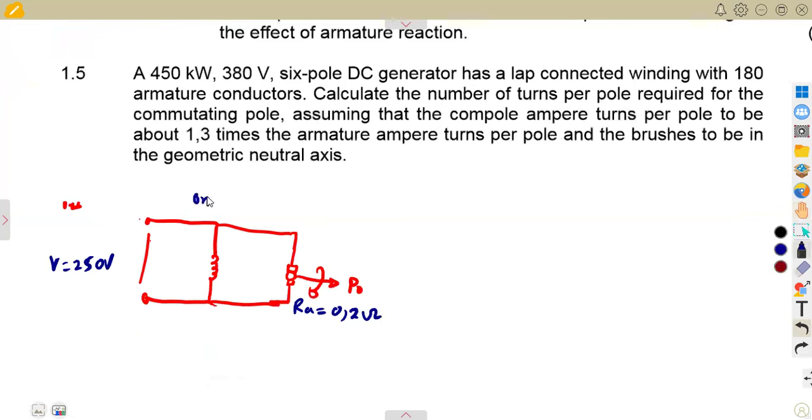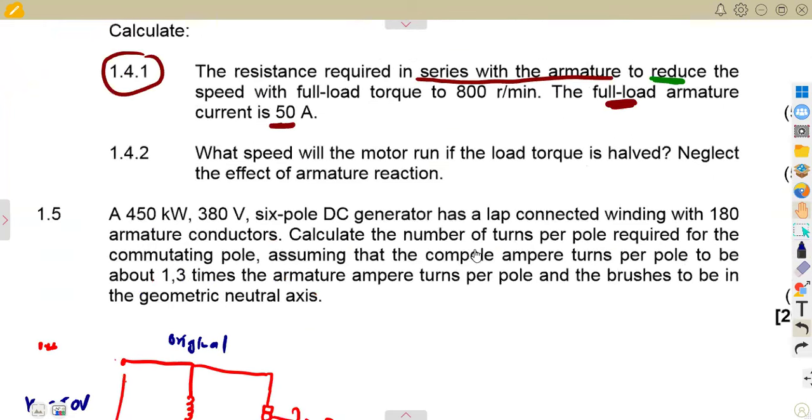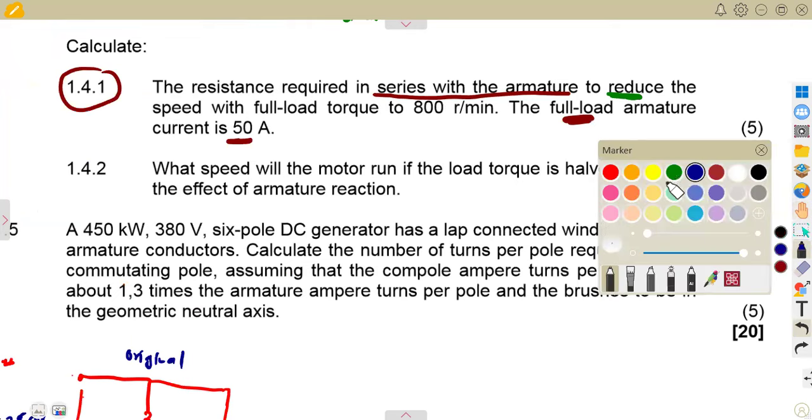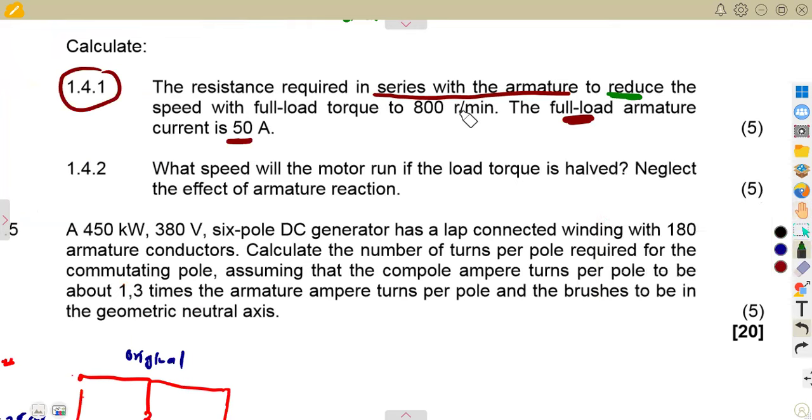So like I said, this will be our original condition. So at full load, we are given the speed of 1000 revolutions per minute. Okay, but if you read properly, they are saying we are supposed to calculate the resistance that is going to be required, and this resistance must be connected in series with the armature. But this will reduce the speed.